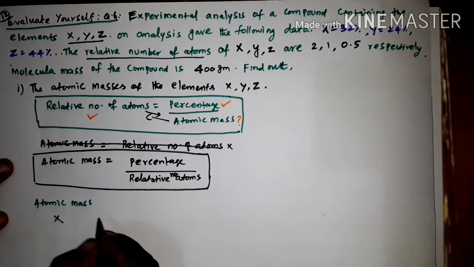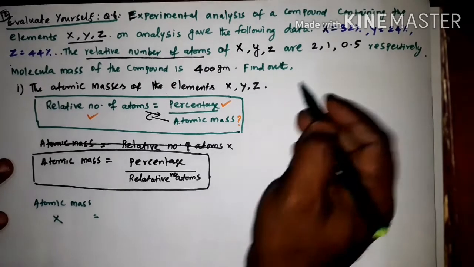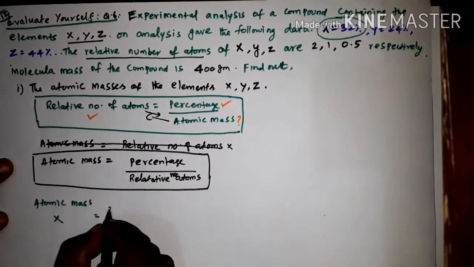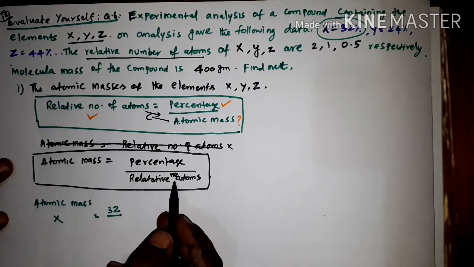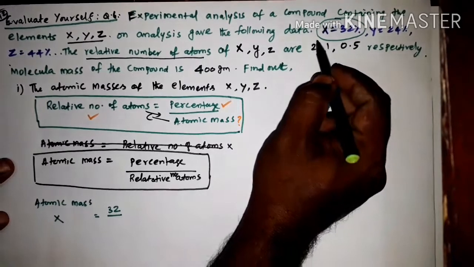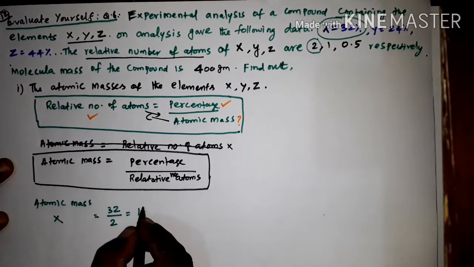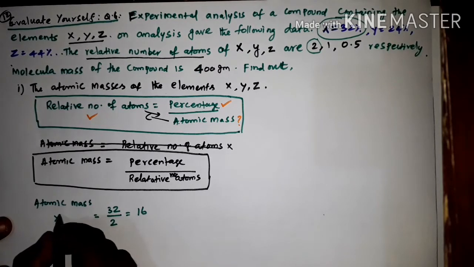So first we are going to calculate for X. What is the percentage of X? Percentage is 32 percent. 32 divided by what will be the relative number of atoms? This is 2. 32 by 2 equals 16. The atomic mass of X is 16.